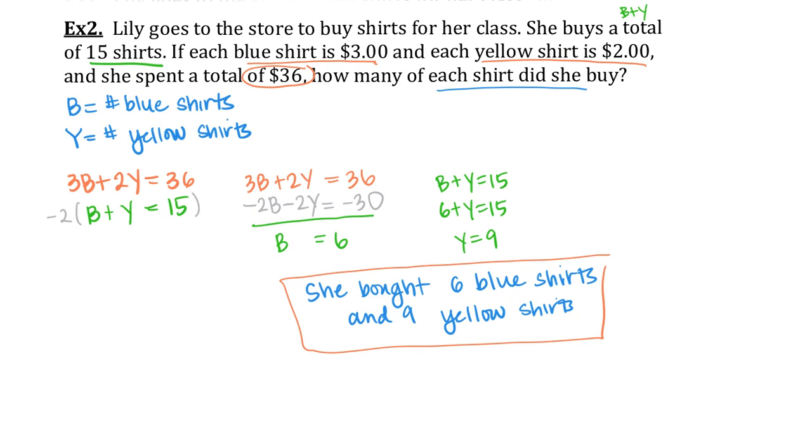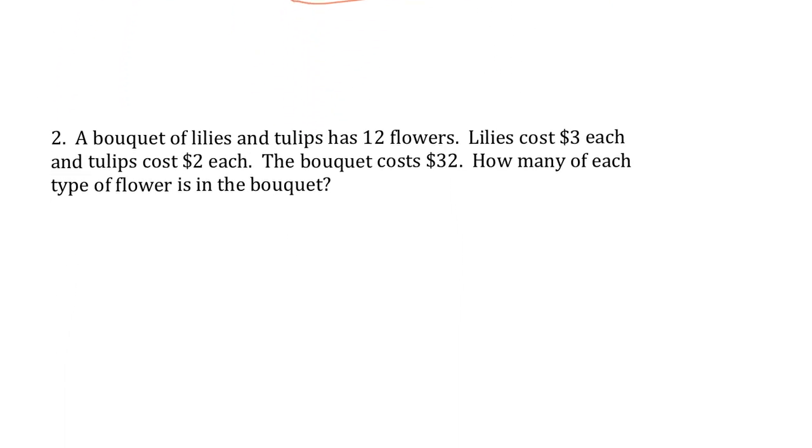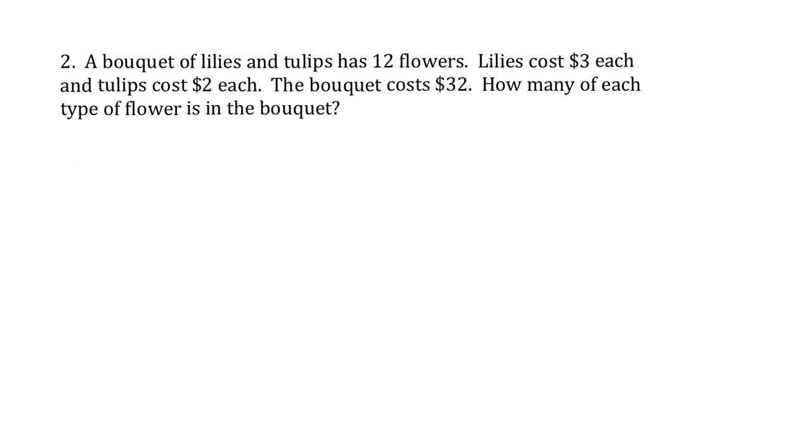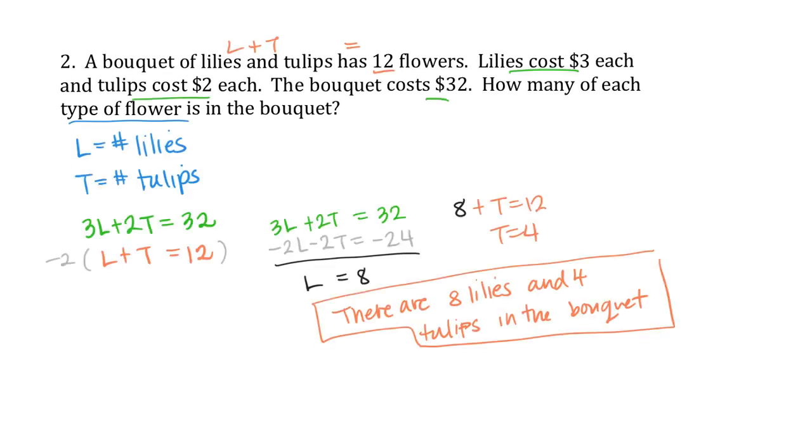Okay, go ahead and try the second practice problem. It's very similar to this example. Unpause when you're ready to check your answer. Okay, go ahead and check. I labeled my variables. L is the number of lilies and T is the number of tulips. I wrote my system. I solved my system. And then I answered the question. There are 8 lilies and 4 tulips in the bouquet.